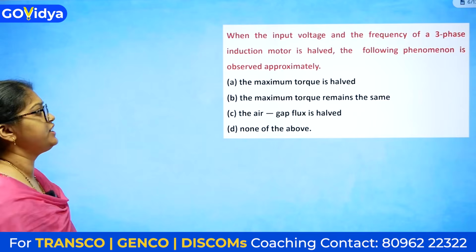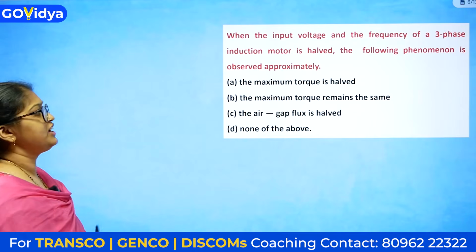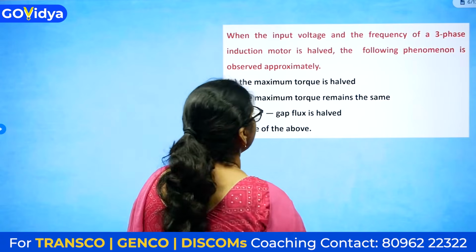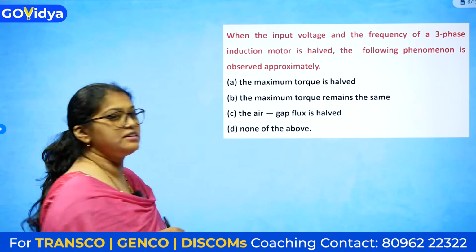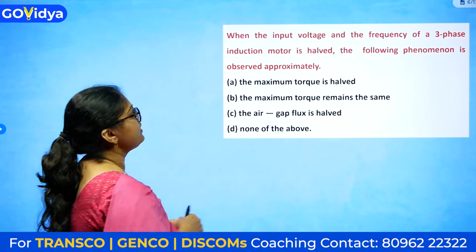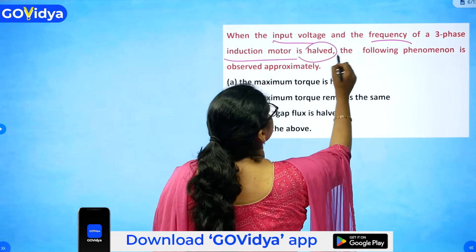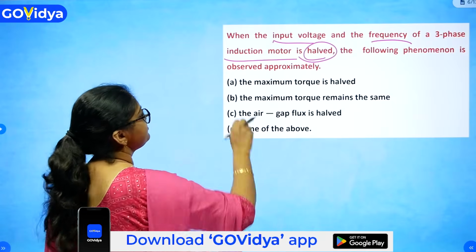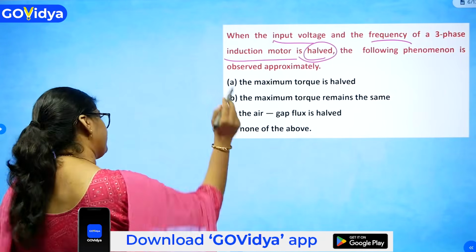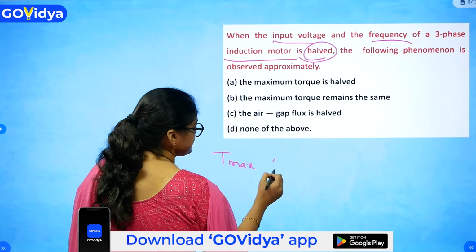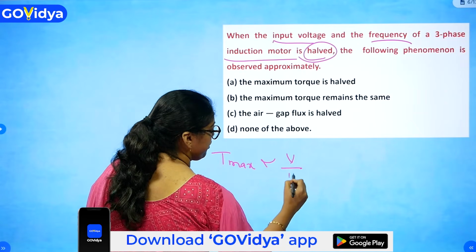When the input voltage and the frequency of a three-phase induction motor is halved, the following phenomena is observed approximately. In the question they have given the voltage and the frequency is halved. So we have to find what is the maximum torque. So for finding the maximum torque, we have to know the relation T max is directly proportional to V by F whole square.